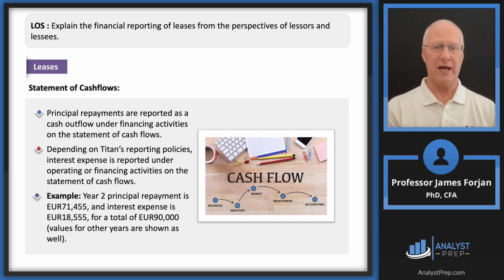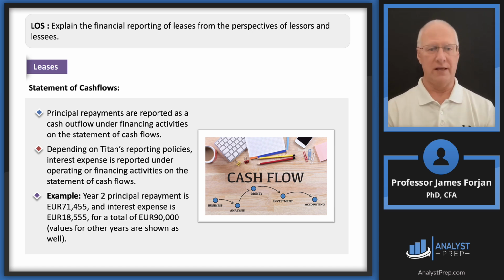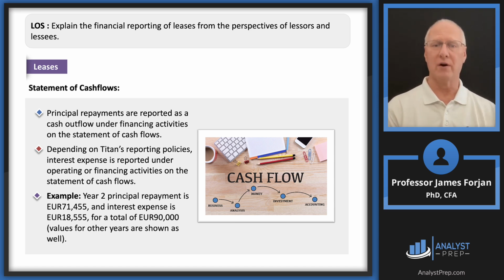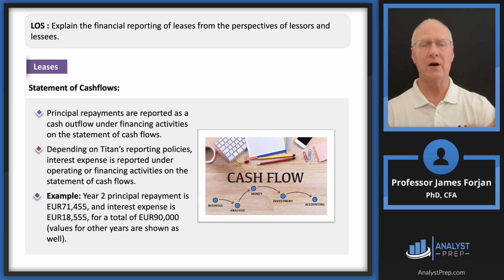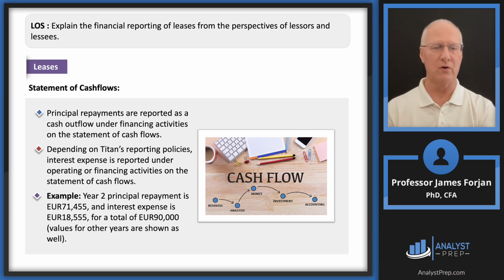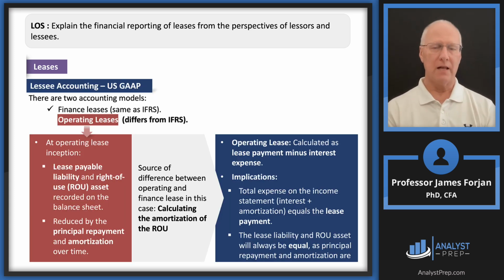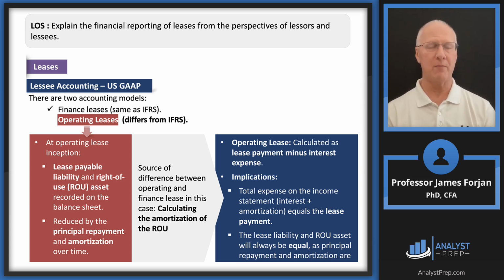So on the statement of cash flows, so that principal payment, that's the cash flow under the financing activities, and the interest expense is under either the financing activities or the operating activities. Remember, there are lots of times in the international arena where they don't really care. You can do operating or financing. And so the example down there's some of the numbers that we did. Now let's switch back to the U.S. rules. So notice under the finance lease, they're the same, but the operating leases, we're going to have some differentiation.